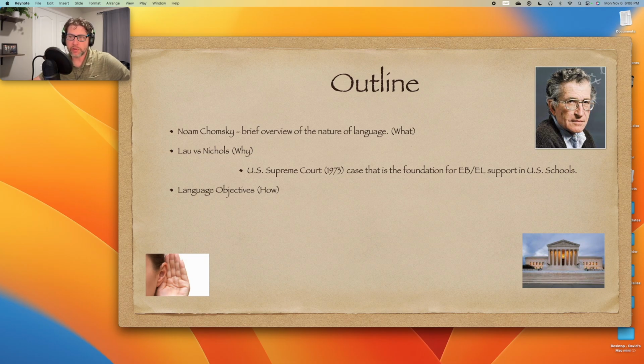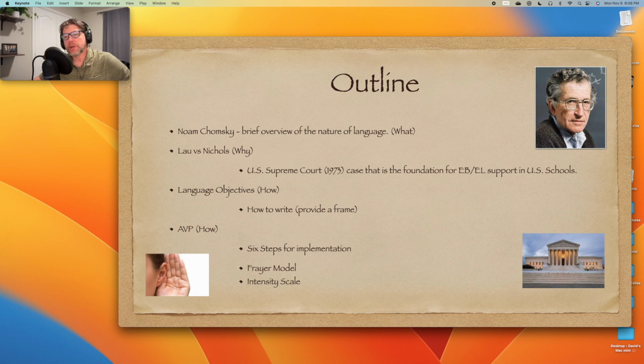So we're going to talk briefly about language objectives and how to write them. I'll have a frame for you. We're also going to talk about academic vocabulary program as part of the how. We're going to go over the 6 steps for implementation, and to cut some time off, I have cut out the Freire model and an intensity scale.